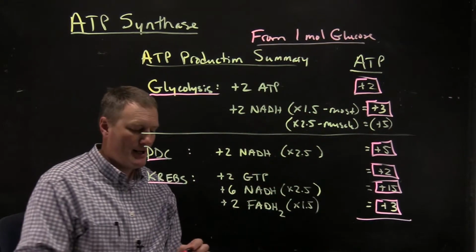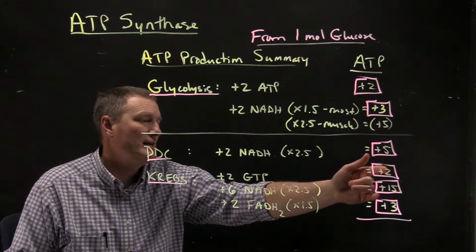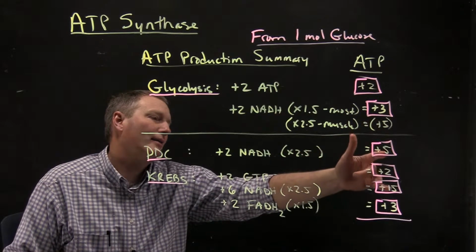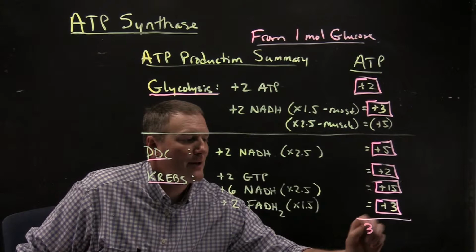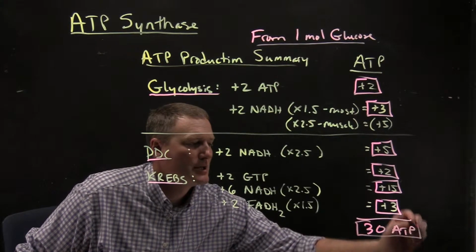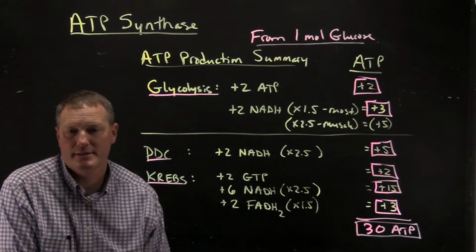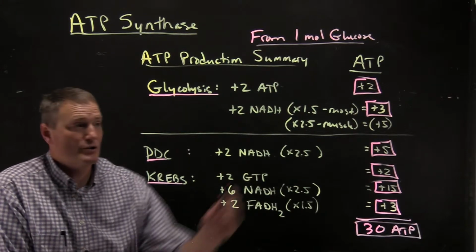Okay, let's add these all up. So I got 5 and 5, that's 10, plus 15 is 30. I'm sorry, that's not right. 5 and 20, there we go. It's 25 plus 5, that's 30. There we go. I knew my math was right. So 30 ATP are produced for every mole of glucose that's completely oxidized to CO2. Now that's in most tissues.